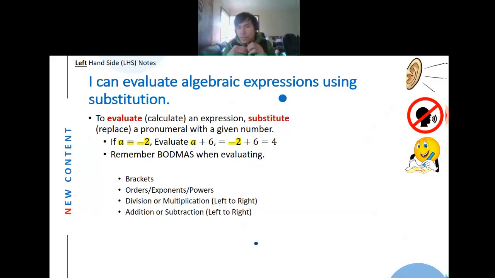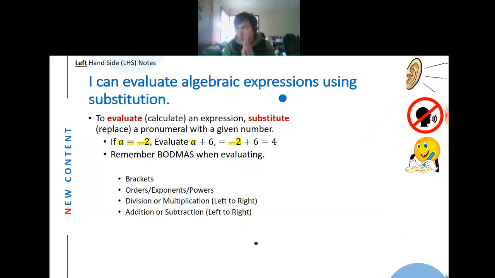Now remember that when you do the calculation, when you put the numbers in, you need to use BODMAS. Once again, BODMAS is brackets first, then order or the power, and then division and multiplication. You can do them at the same time, and then addition and subtraction, you can do them at the same time as well, as long as you do it left to right.